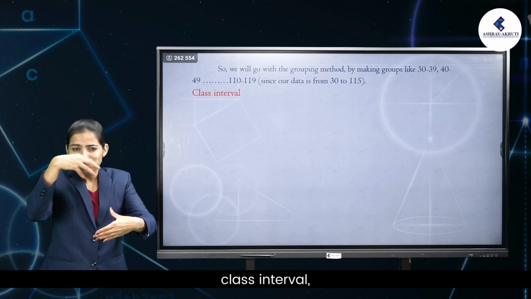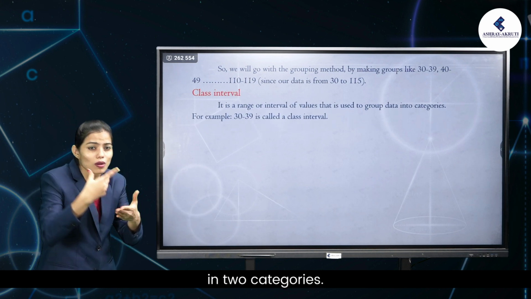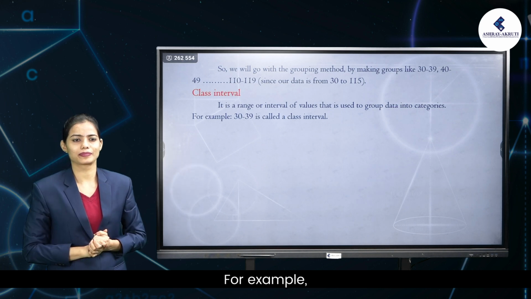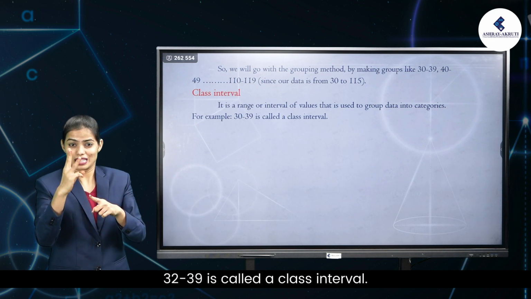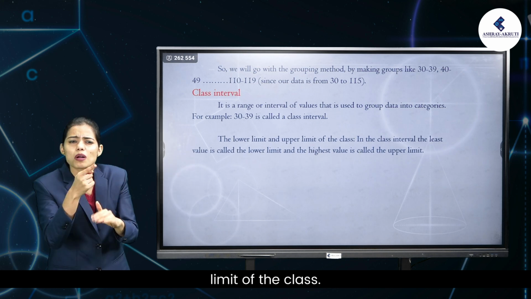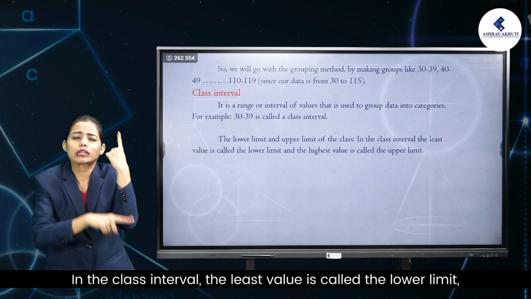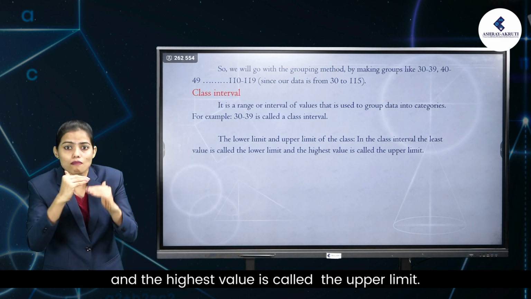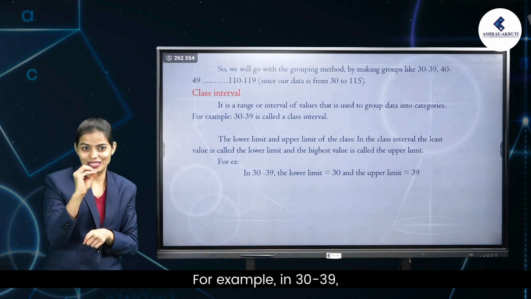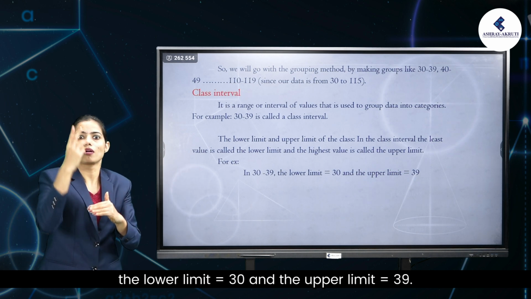Class interval. It is a range or interval of values that is used to group data into categories. For example, 30 to 39 is called a class interval. In the class interval, the least value is called the lower limit and the highest value is called the upper limit. For example, in 30 to 39, the lower limit is equal to 30 and the upper limit is equal to 39.